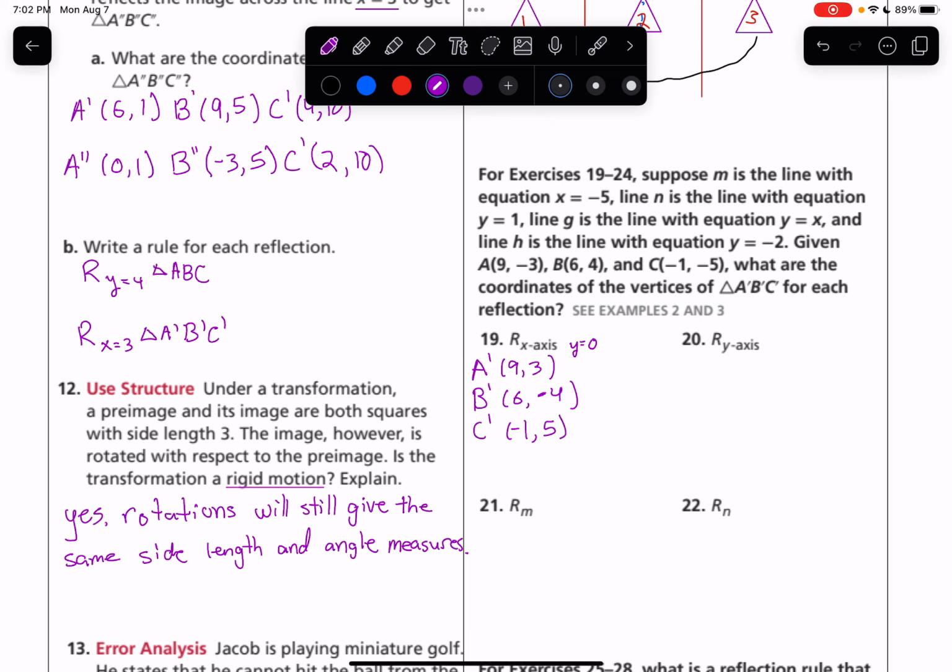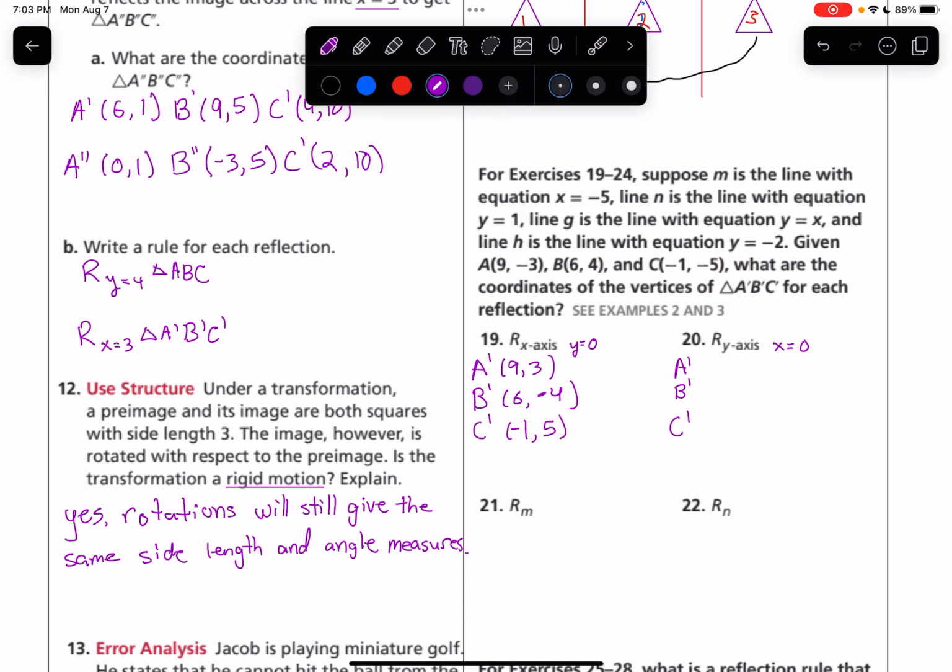For number 20, we're reflecting it over the y-axis, which, if you remember, that's the vertical line x equals 0. So we are going to be changing the x-coordinate here. So for A prime, B prime, and C prime, we're still basing them off of the original coordinate points in the problem, these ones up here.